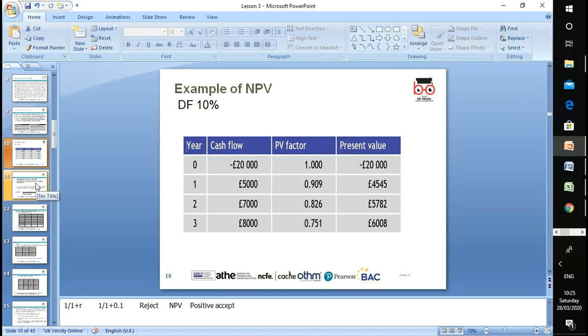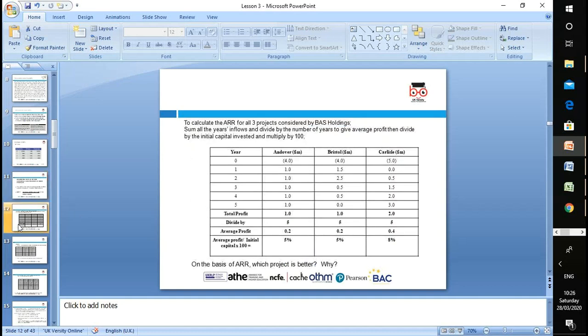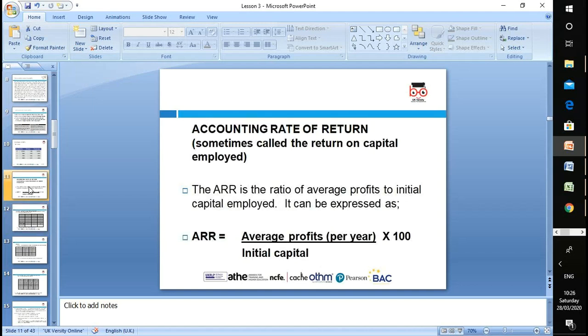And next we are looking at ARR. ARR is called average rate of return. What is my average rate of return of any project, whatever we invest? Any question here? Okay. So we need to remember the formula: average profit divided by initial investment, times 100. Any question? No. Okay.